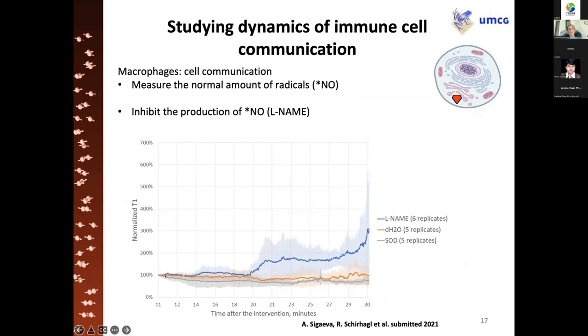So what we did here was we also have a macrophage. And in this case, we are measuring signaling with nitric oxide. And here we added a chemical that is called L-NAME, that is an inhibitor for this process. And you can see in blue here that if we inhibit the process, the radical formation is going down. So T1 is going up. And these controls here, so if we just add water or if we add a control that is at a different location, then we don't see a response here. And what's very nice here, so this time scale here is in minutes, so we get a lot of data points here.